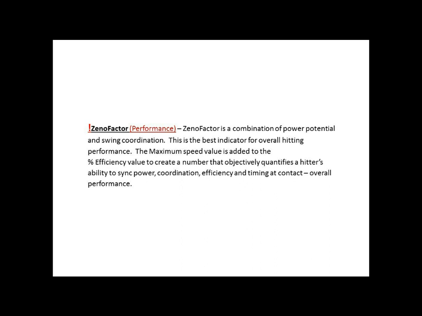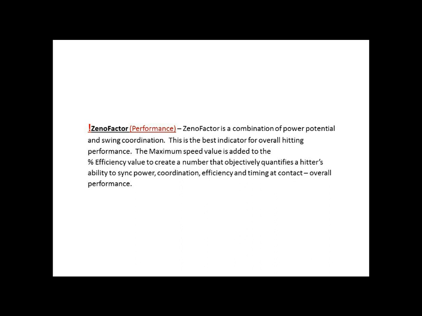And as this reads on, it says this is the best indicator for overall hitting performance. It's a simple number in that it's the maximum speed value, in miles per hour, combined with the percent efficiency value, and that creates an overall number that allows us to sync power, coordination, efficiency, timing, and contact, and generally overall performance.